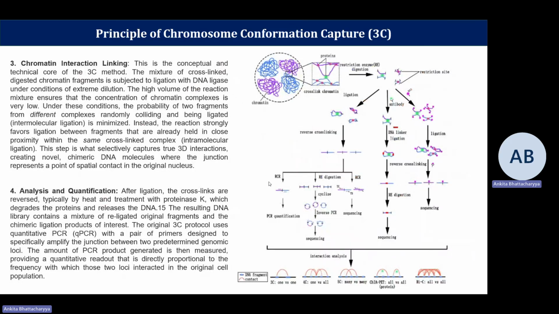This is the conceptual and technical core of the 3C method. What is done here? You have your cross-linked digested chromatin fragments, which you then subject to ligation with DNA ligase under extremely diluted conditions. What does that do? It gives you a very high volume of the reaction mixture that ensures that chromatin complex concentration is very low. So basically, you are giving very limited, very deprived and unfavorable conditions for the cell to be able to carry out that ligation protocol.